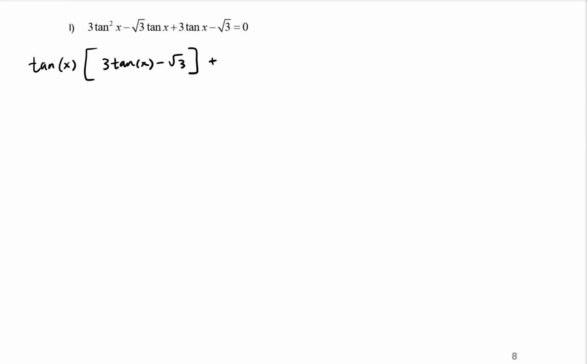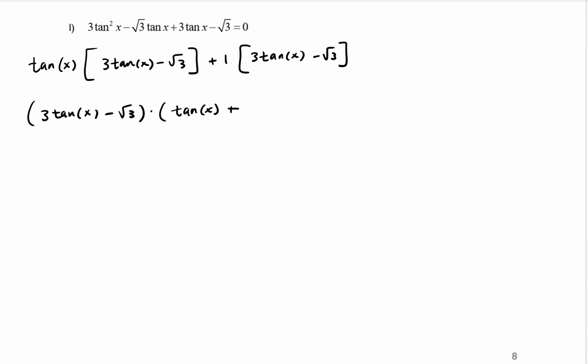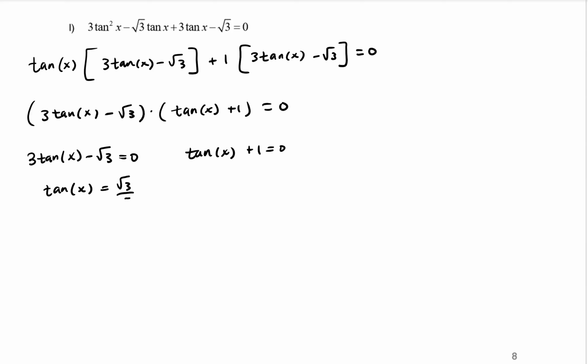And then in the second set of terms, I'm going to factor out a 1. And we're going to have 3 tangent of x minus the square root of 3. And then if I factor out 3 tangent of x minus the square root of 3, that will leave us with a multiplication by tangent of x plus 1. And that is equal to 0. And now I can use the zero product principle to set each of these factors equal to 0. And if we solve, we'll get tangent of x is equal to the square root of 3 over 3, and tangent of x is equal to -1.